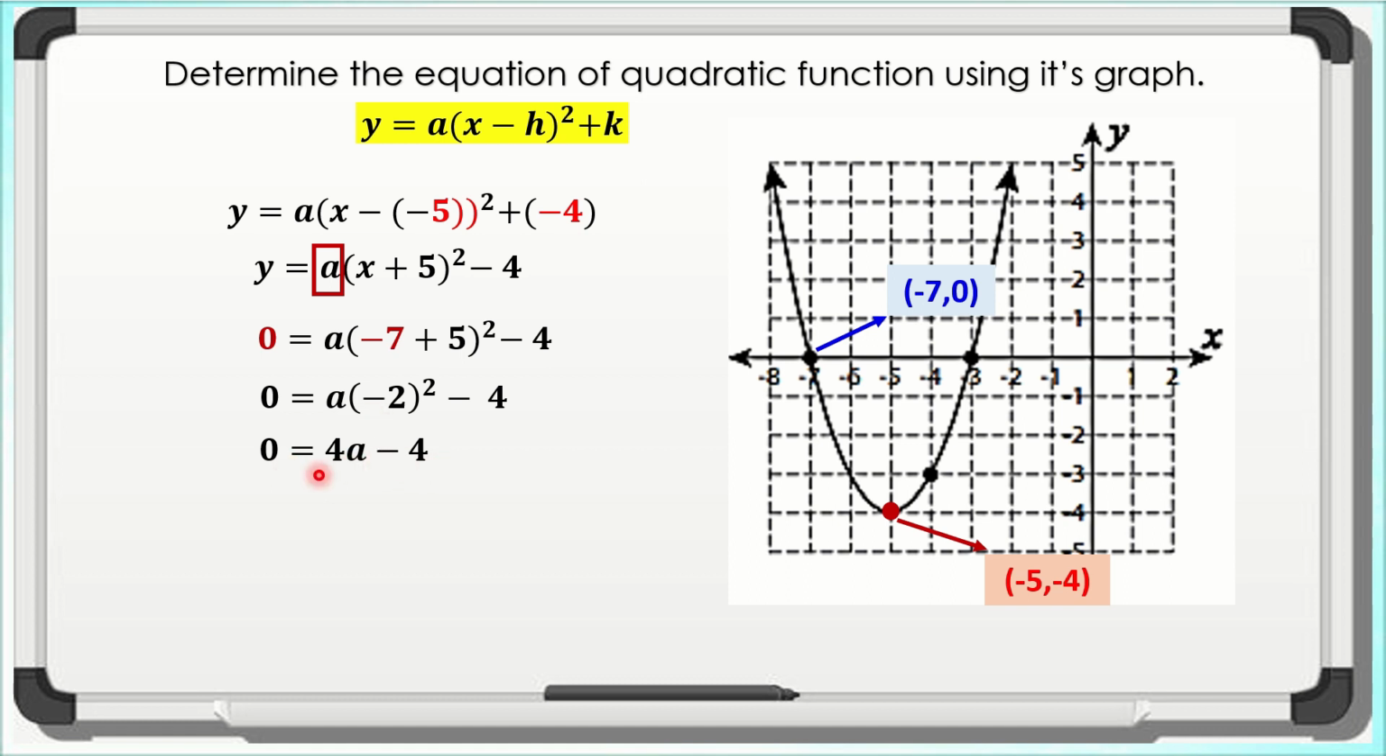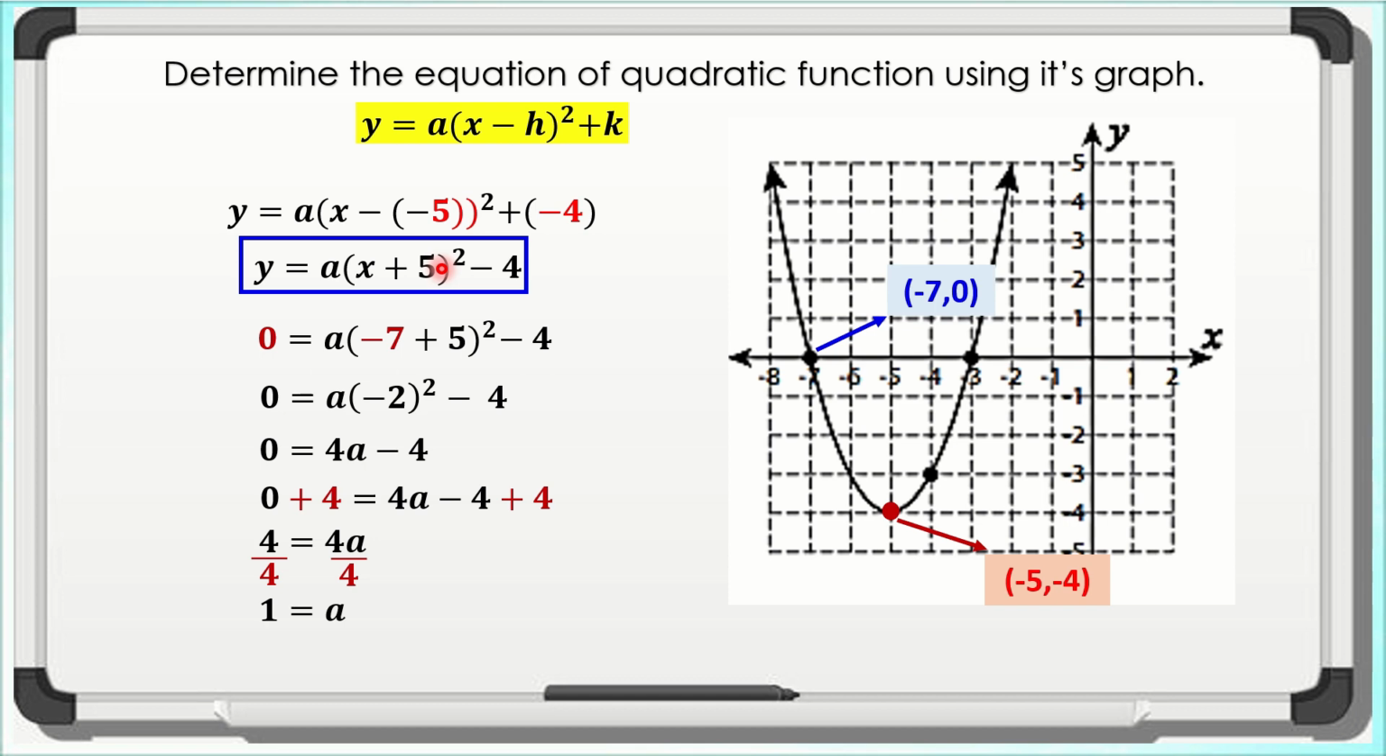Using the addition property of equality, just add positive 4 to both sides to make 4a isolated. So we have 4 is equal to 4a. Since a here still has a coefficient of 4, divide both sides by positive 4. Therefore, the value of a is equal to positive 1. So in our second equation, substitute positive 1 here. Therefore, the equation of this graph is y is equal to the square of x plus 5, minus 4. Again, no need to write 1 here since 1 is multiplied in this equation.